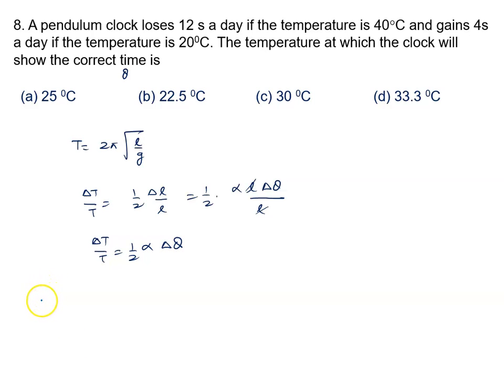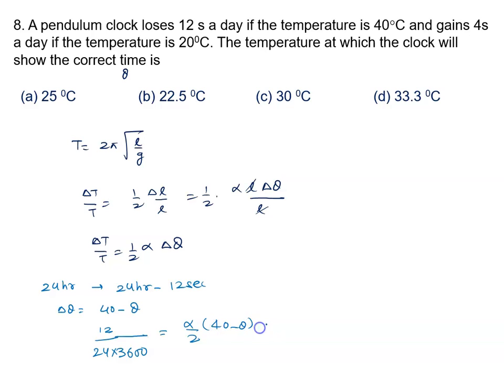A pendulum clock loses 12 seconds a day, meaning instead of 24 hours, your day becomes 24 hours minus 12 seconds. With the temperature 40 degrees Celsius, delta theta is given by 40 minus theta. So we put all the values here. Delta T upon T, delta T is the change in time, 12 seconds, upon the original time, 24 hours, where 1 hour is 3600 seconds, equals alpha upon 2 into delta theta, which is 40 minus theta. This is equation number 1.